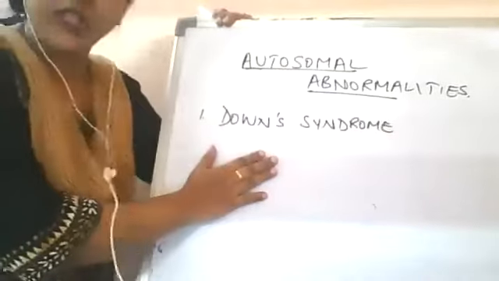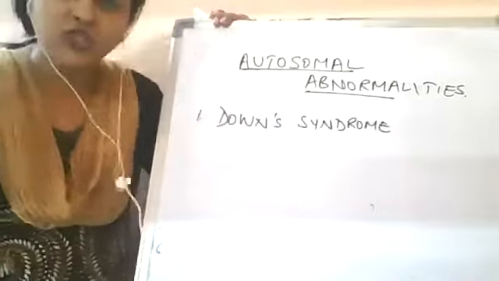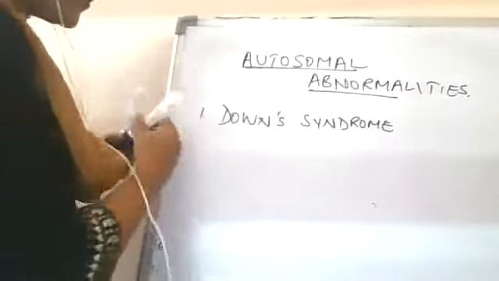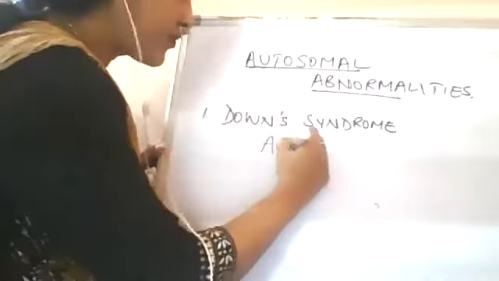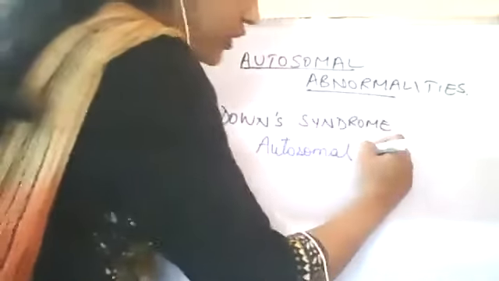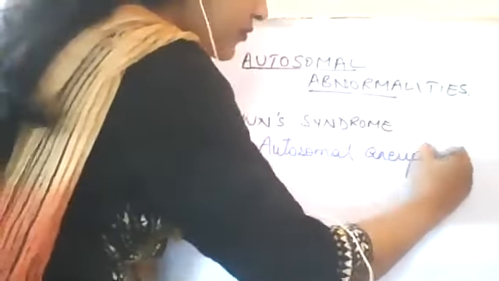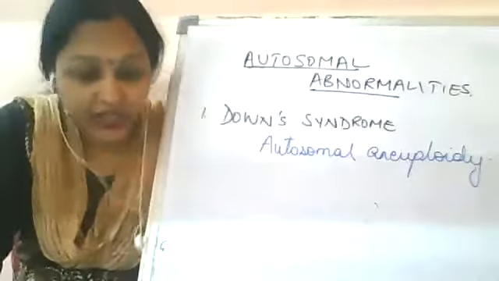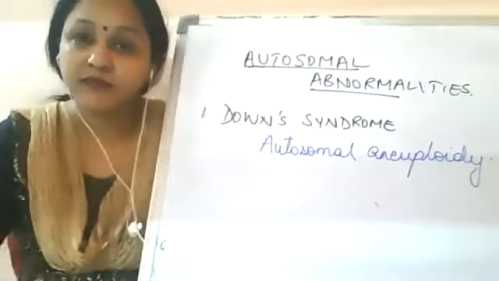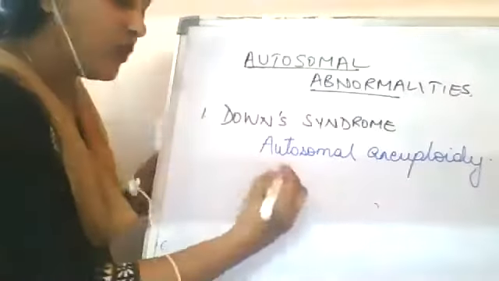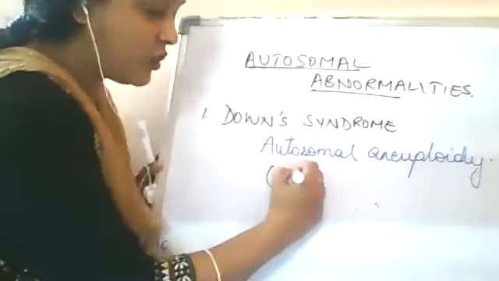So first was Down syndrome. Now what happens in Down syndrome? First of all, what is Down syndrome? It is an autosomal disorder. It is an autosomal aneuploidy. Okay, not now. What do you mean by autosomal aneuploidy? Can you tell me what is aneuploidy? I'll explain autosomal aneuploidy further. I'll give you one more hint here.